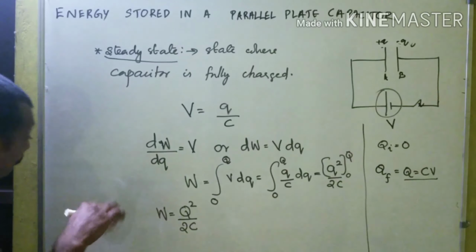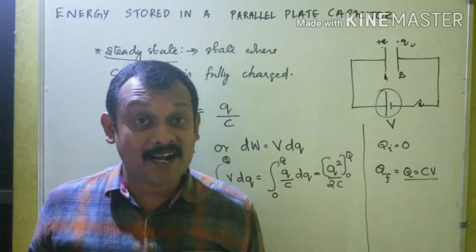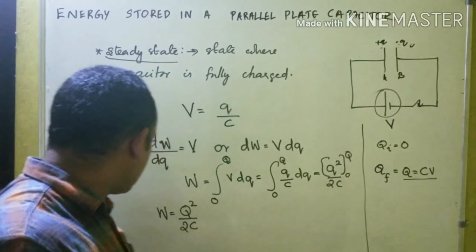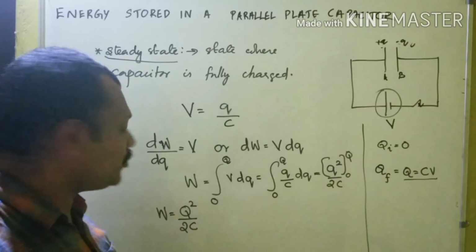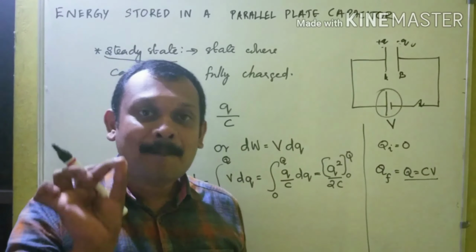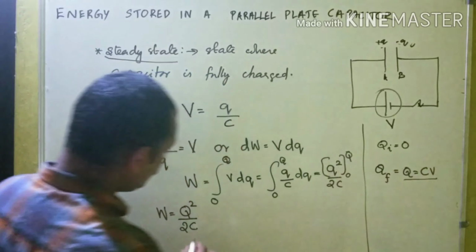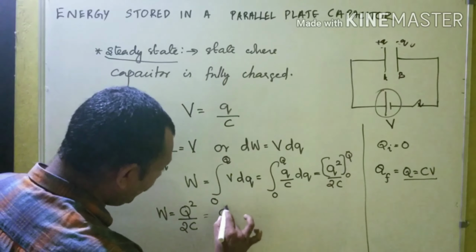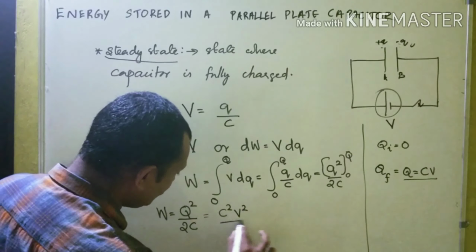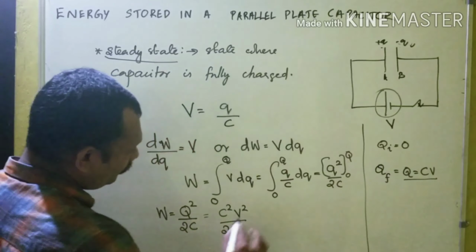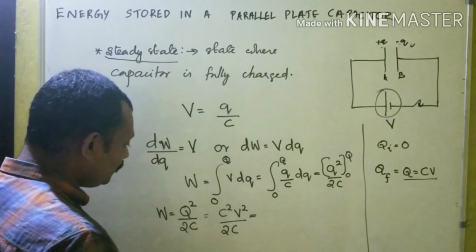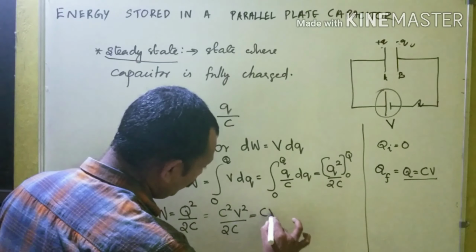This is the work done by the external agency. Work done by the external agency in order to place a charge Q is Q square by 2C. But what is Q equal to? CV. This is C square V square divided by 2C. Or this is also equal to CV square by 2.